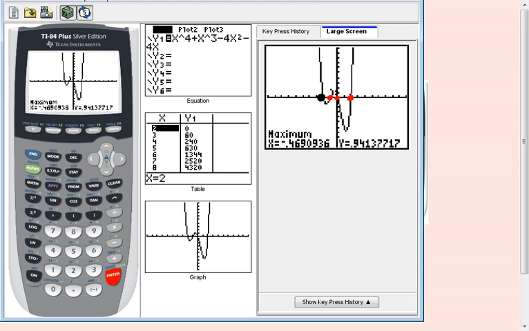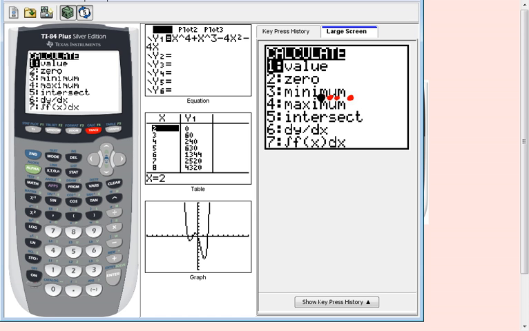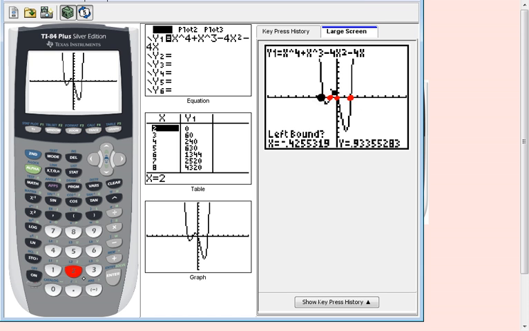So this time, again, you're going to go second trace on your calculator screen. And you will hit number 2 for zeros. Okay. You want to put your cursor a little bit left of that black dot, and hit enter. A little bit right of that black dot, and hit enter. And right on that black dot, and hit enter.